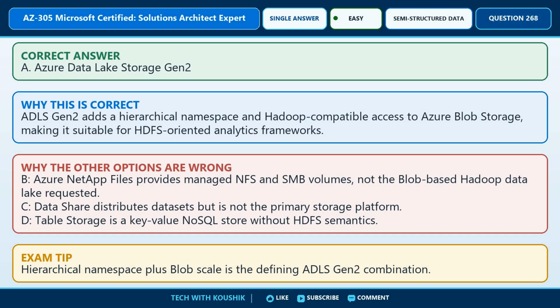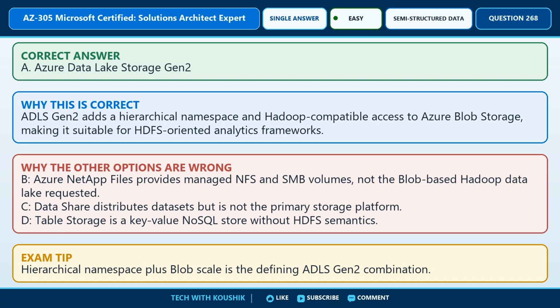The appropriate choice is option A, Azure Data Lake Storage Generation 2. Here is the technical justification. ADLS Generation 2 adds a hierarchical namespace and Hadoop-compatible access to Azure Blob Storage, making it suitable for HDFS-oriented analytics frameworks. The remaining options are incorrect because B.